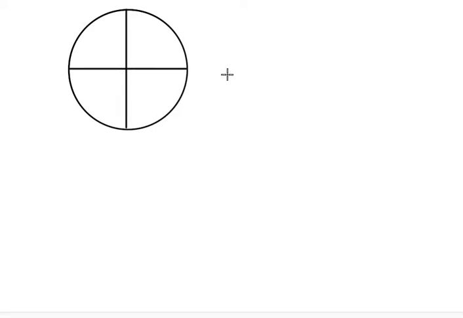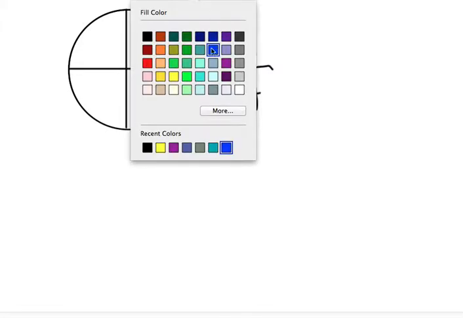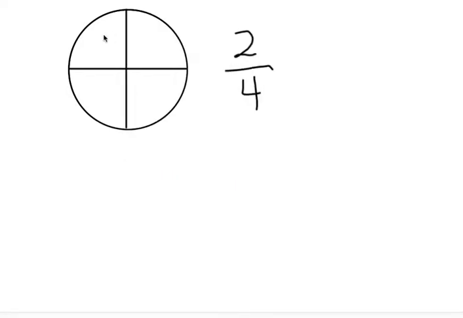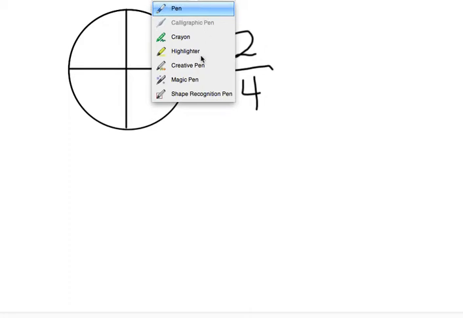Right now, looking at this circle that I have drawn, the denominator portion of this fraction would be 4th, because there are going to be 4 out of my whole. If I am going to talk about 2/4, I'm going to fill in, oh, that didn't work very well. I'm going to fill in 2 of those 4 pieces.